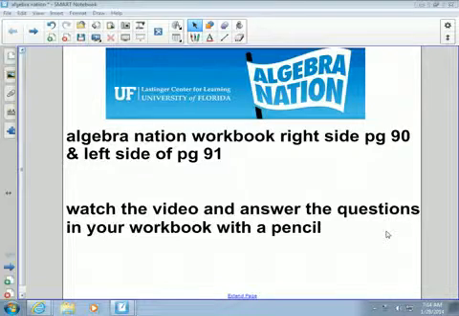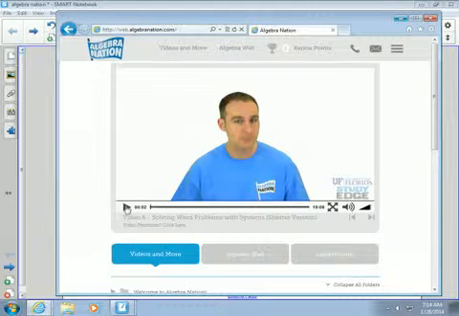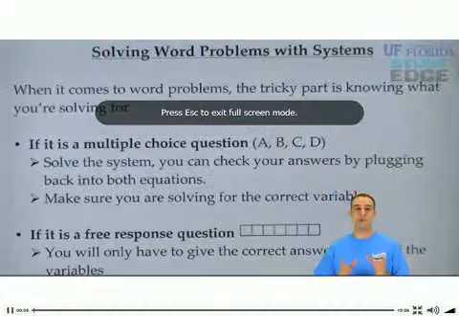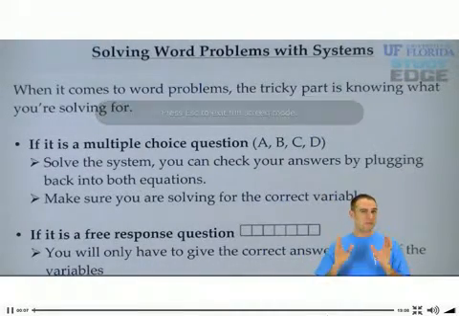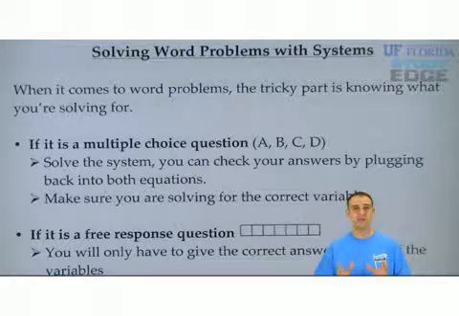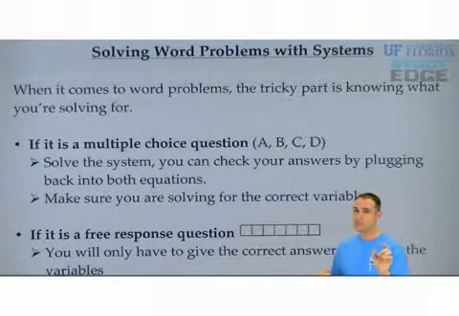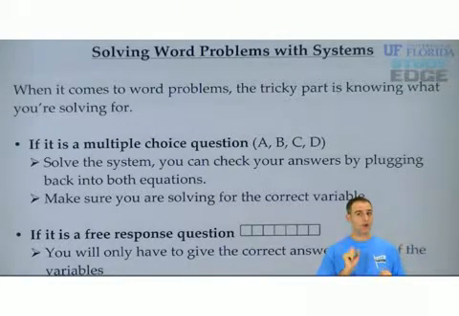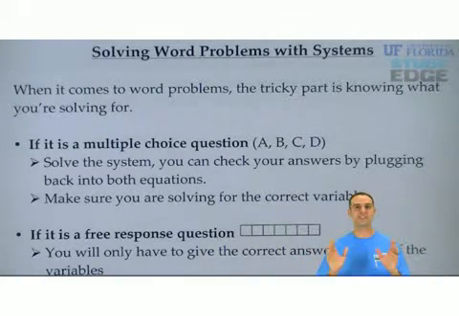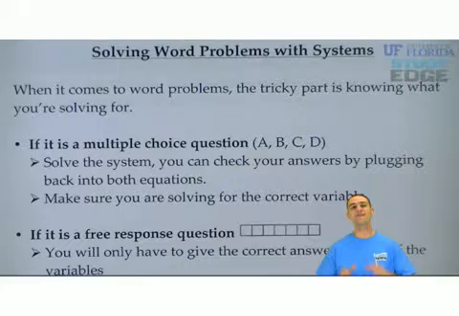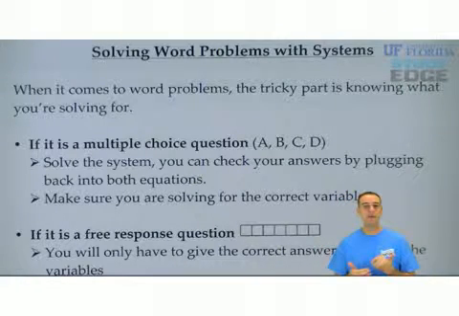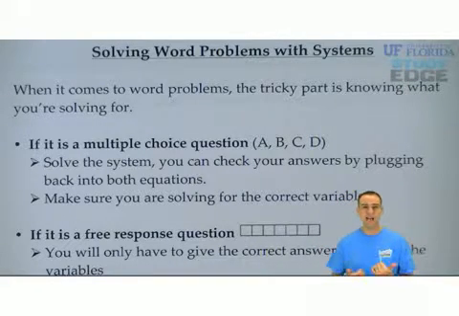Right side of page 90 and the left side of page 91, systems of equations. The tricky part, of course, is knowing what you're solving for. There are about 3 types of questions you're going to encounter with this type of material. Either you'll have to come up with the 2 equations, or you'll be given the equations and just asked to solve, or you have to come up with them and solve them. So we're going to do a little bit of each of these types.